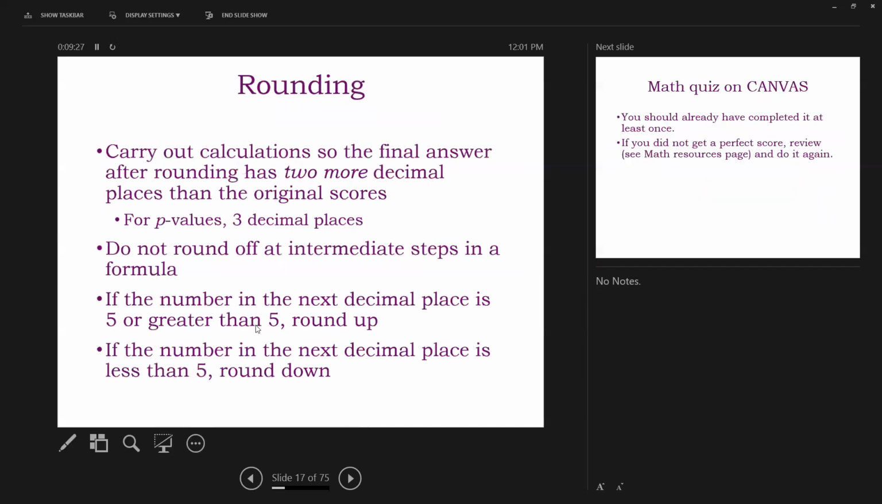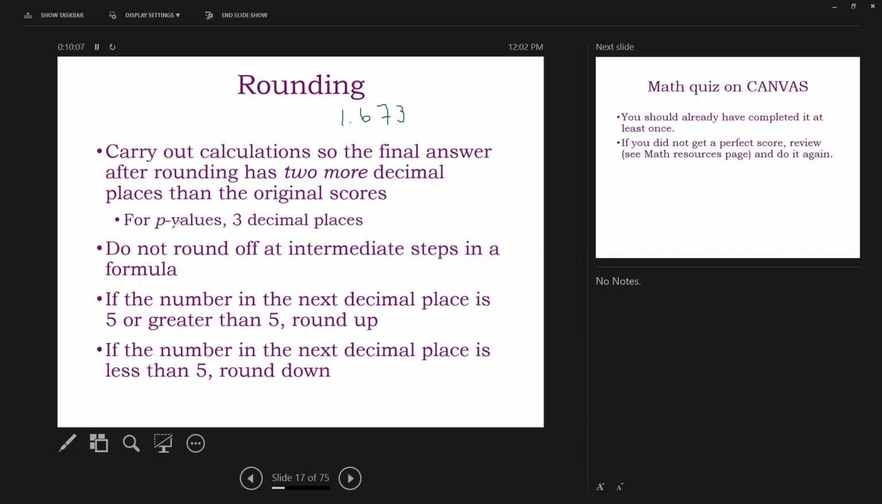Now, rounding is what gets people really messed up in this course. Okay, first, carry out all calculations so the final answer after rounding has 2 more decimal places than the original scores, right? The best thing is to keep all the decimal places. Decimal place just means everything that comes after the decimal, right? So 1.6 has 1 decimal place. 1.673 has 3.